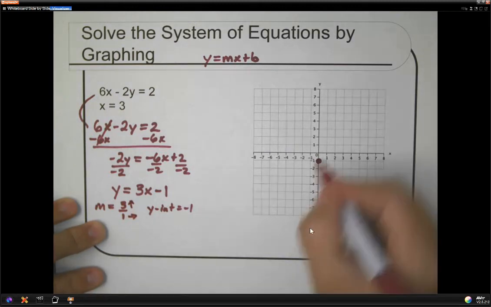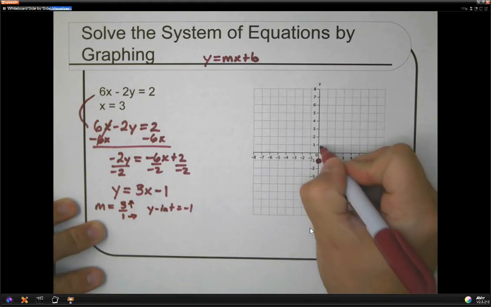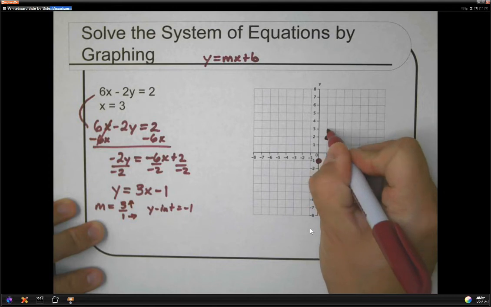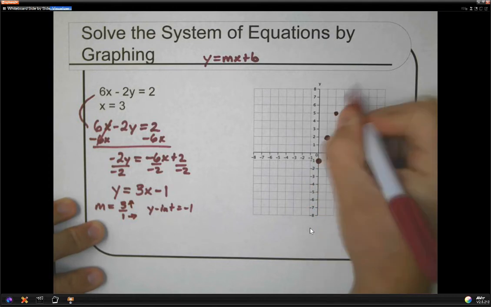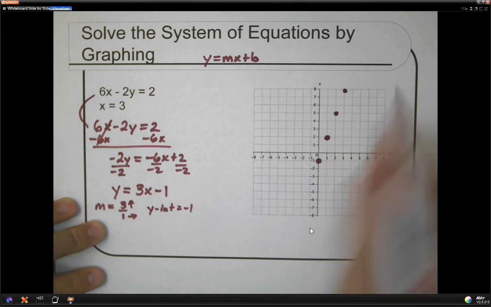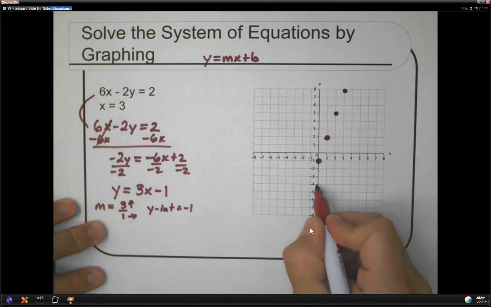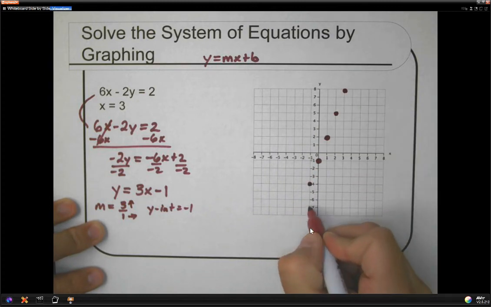So from my starting point, I'm going to go up 3, 1, 2, 3, and right 1. And I'll continue that again as far as I need to go, trying to get as many points as possible, and we will go the other way.